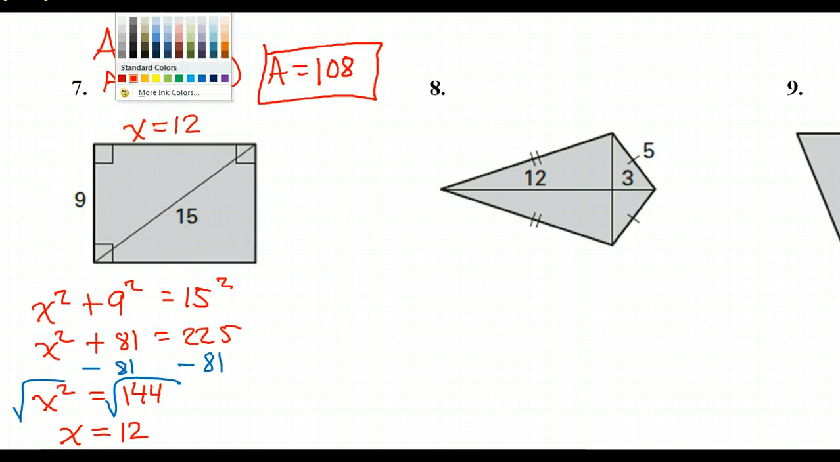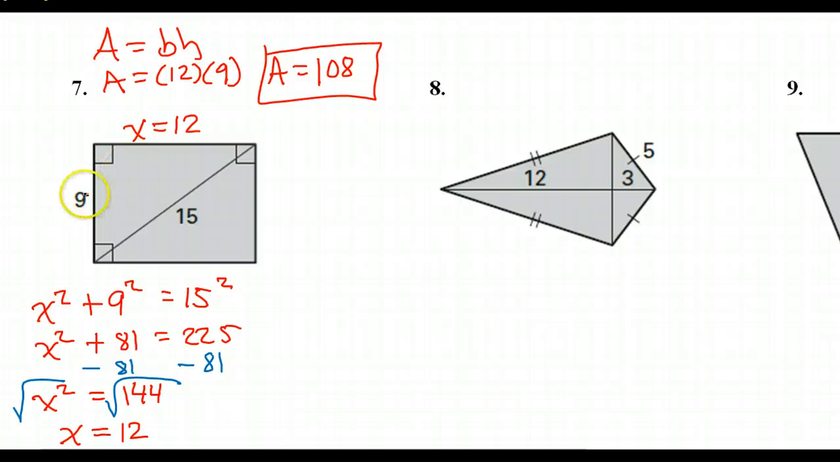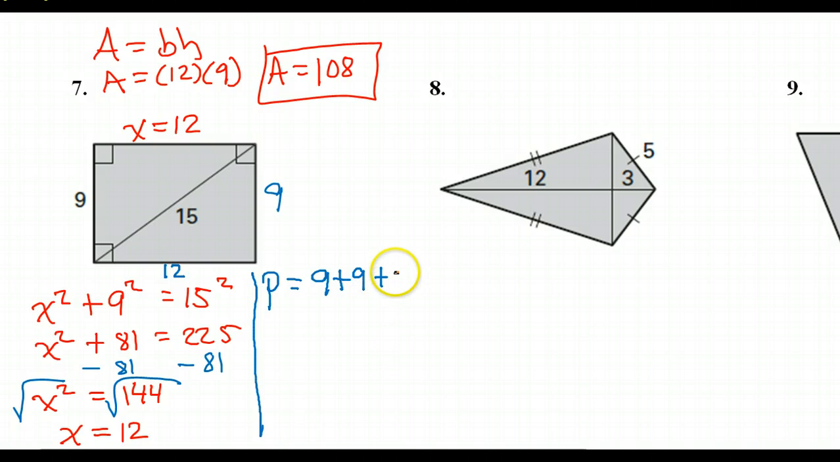Perimeter, if that is 9, then this is 9. If this is 12, then this is 12. So as far as the perimeter goes, the perimeter is just going to be 9 plus 9 plus 12 plus 12. And that's 42.